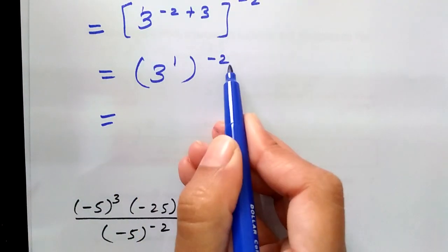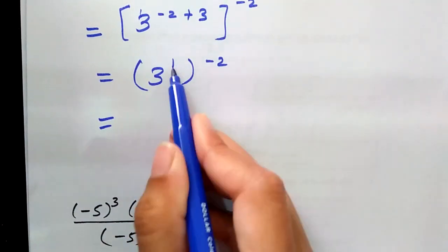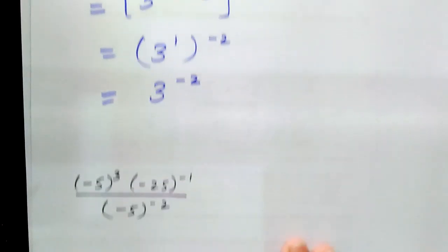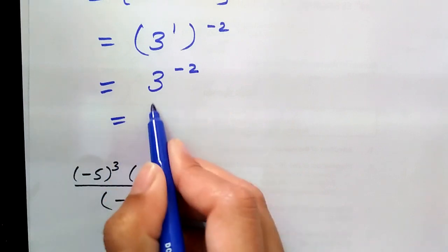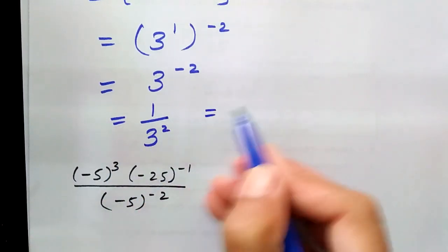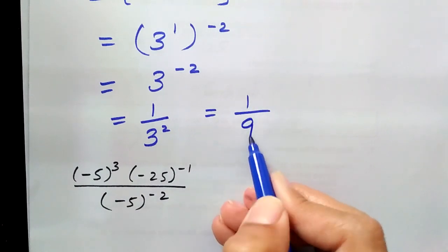Now, using the other law of exponents, that the exponents are multiplied with each other, I will get 3 raised to power minus 2. And I will make the power positive by taking the reciprocal of it. So it will become 1 divided by 9.